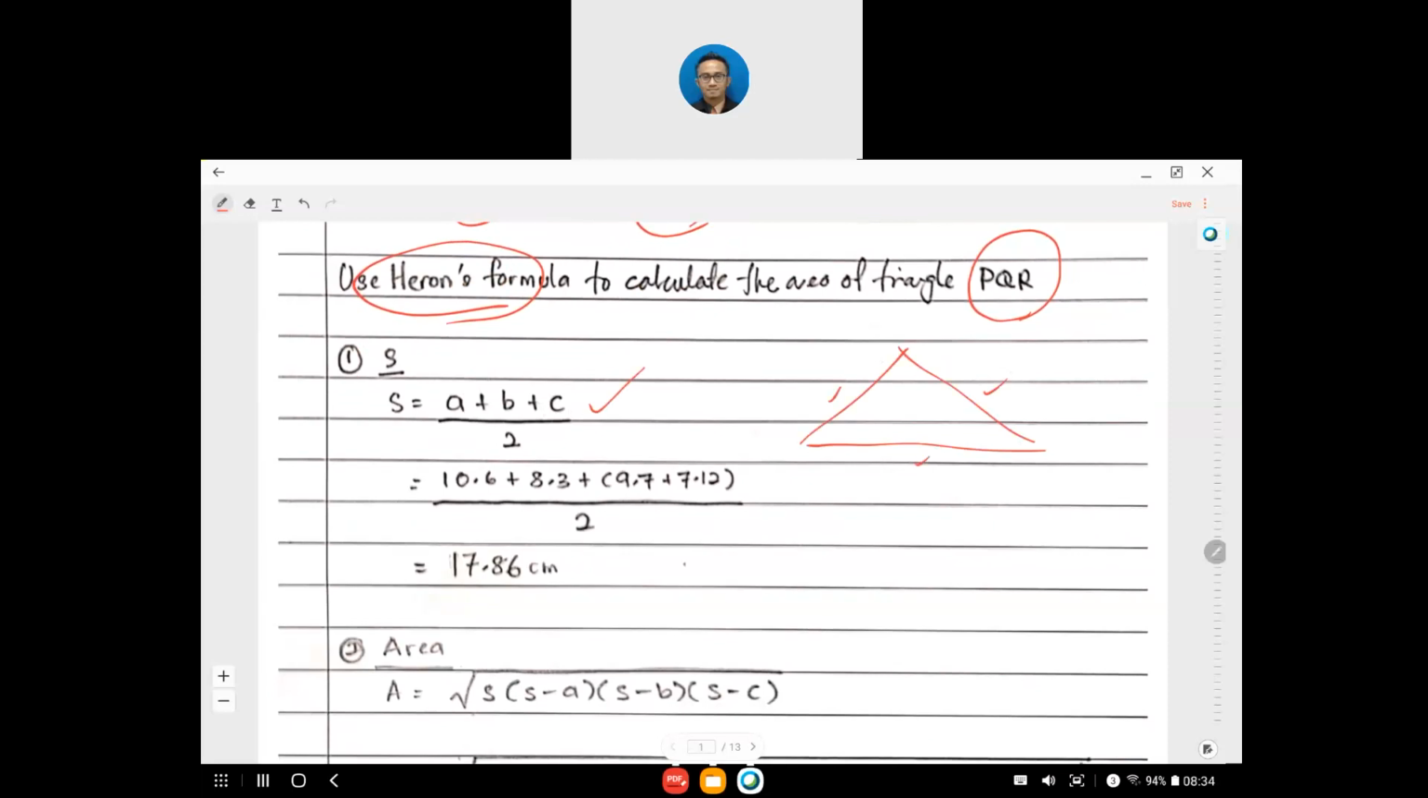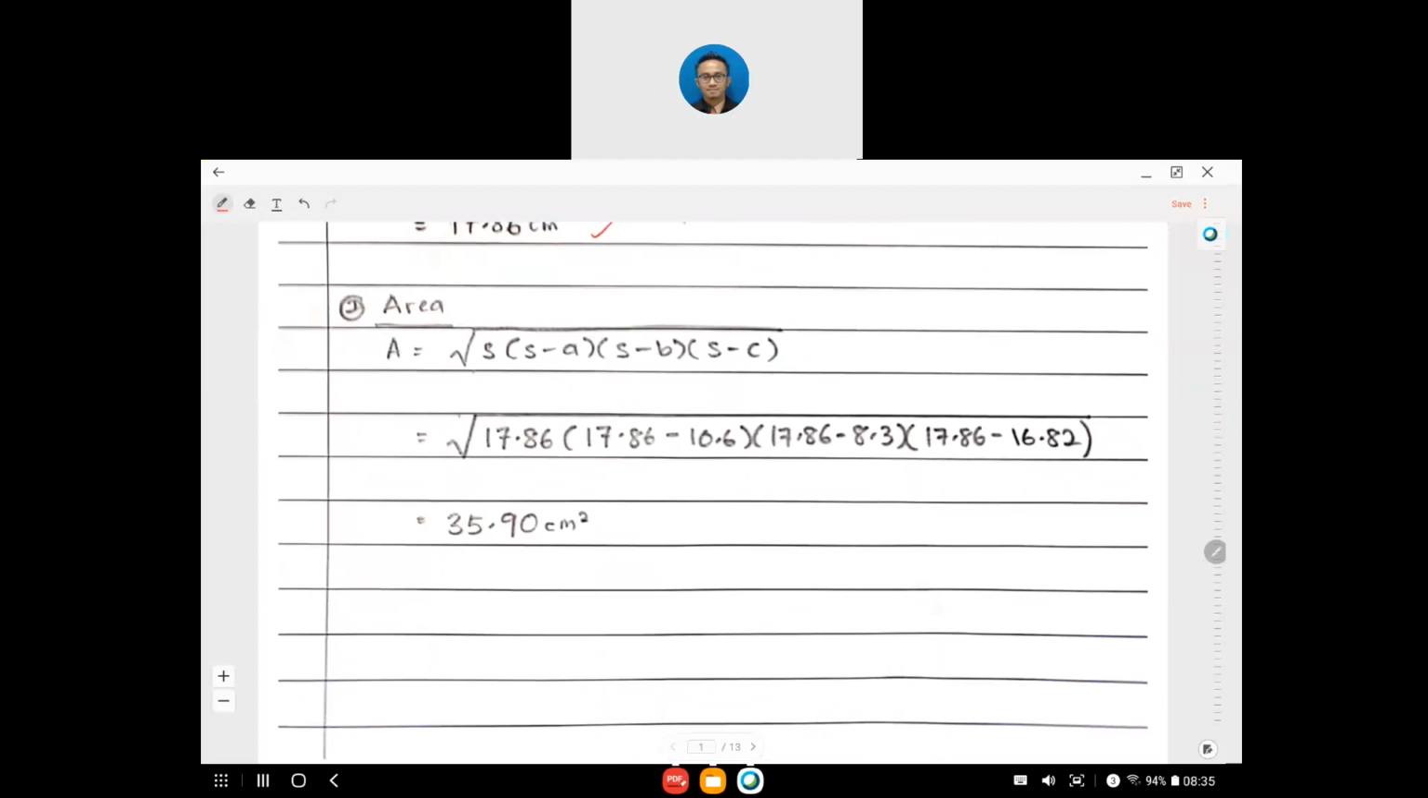So we know that 10.6 plus 8.3 plus the bottom one, you have two values. So make sure you get the summation of 9.7 and 7.12, and then you divide by 2, and then you can get 17.86. Okay, 17.86 is the value of S. So now we can find the area.